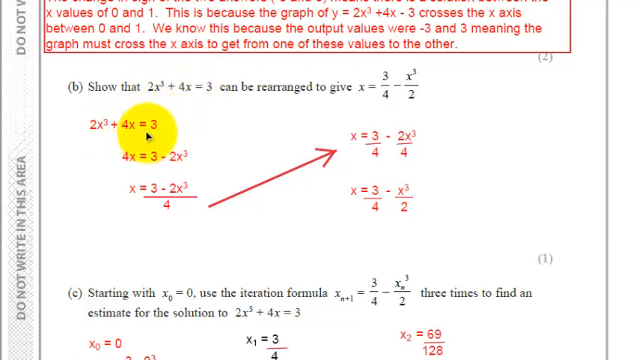Therefore, my first step is to take 2x cubed from both sides, so I'm left with 4x equals 3 minus 2x cubed. If I then divide everything by 4, so I've got my 1x here, I get 3 minus 2x cubed over 4. Split them into two fractions because that's what I'm trying to rearrange to, and this allows the 2 and the 4 to simplify down to 1 and 2, and I've rearranged my original equation into what I've been asked to rearrange it into.